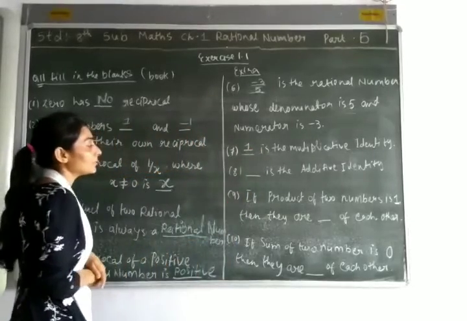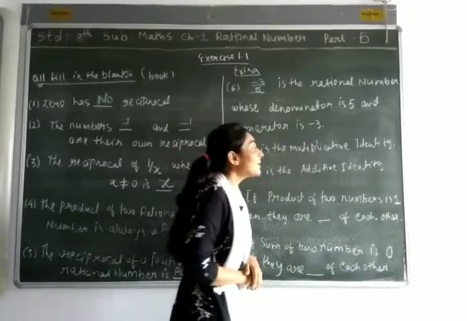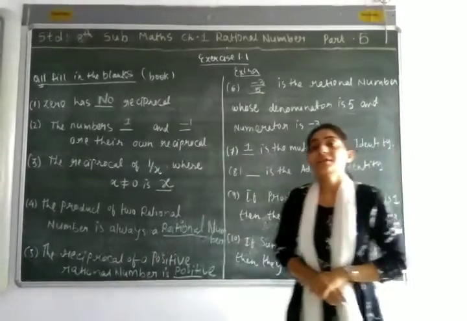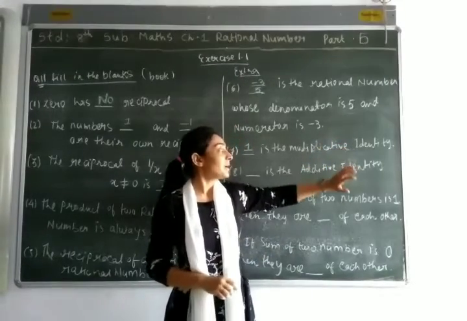Now, blank is the additive identity. Additive identity follows a concept similar to multiplication.